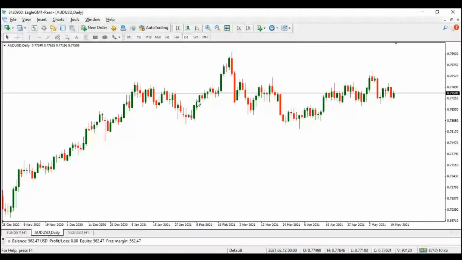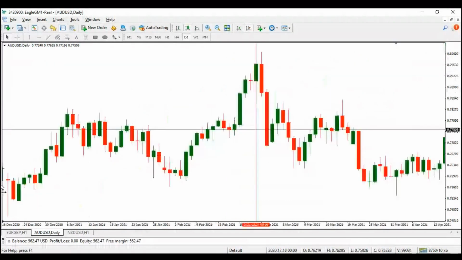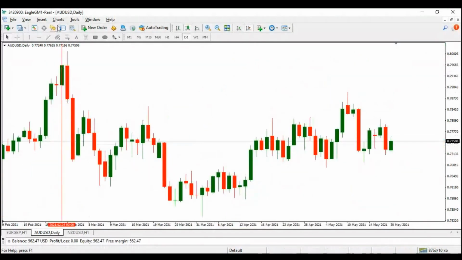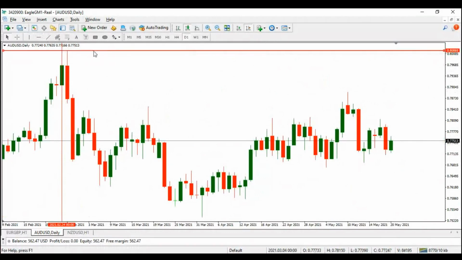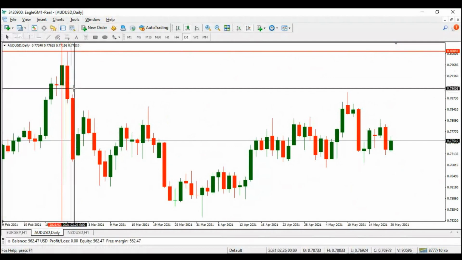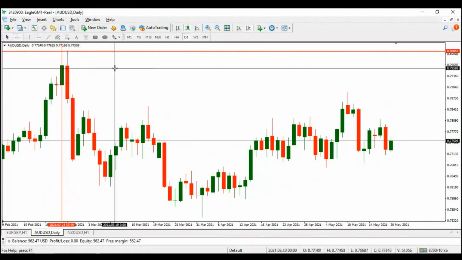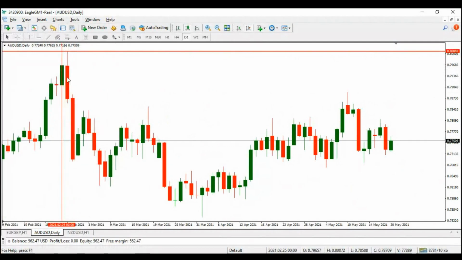I want to be concerned about this piece of price action right here. So we ignore everything that is behind this red line. And what do I want to do? I want to note the highest point in price, which is this point right there. I want to note this highest point in price right here.